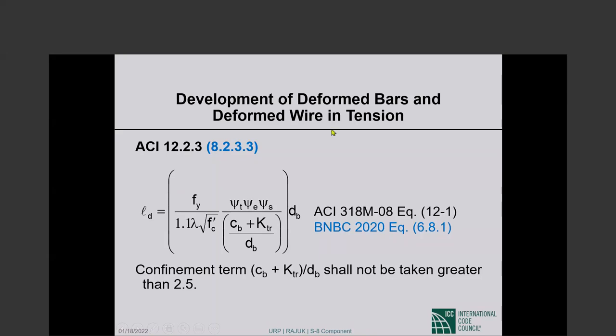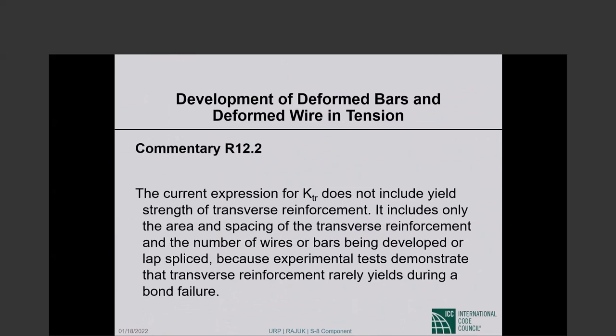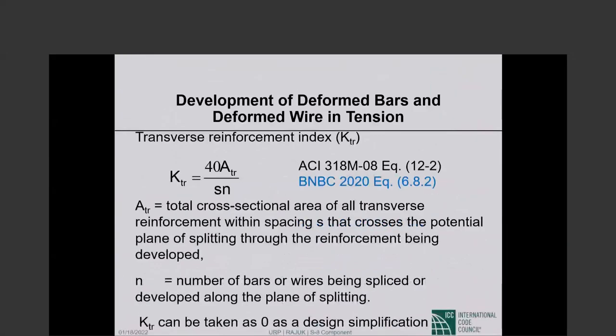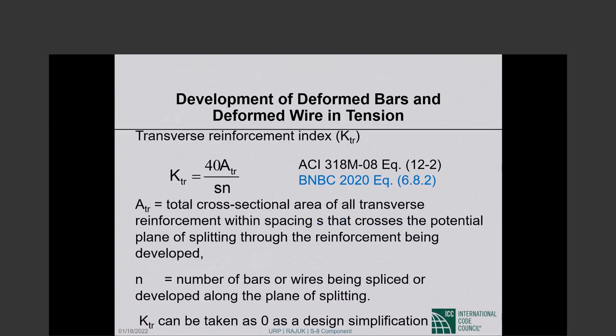The confinement term, c sub b plus K sub tr, divided by d sub b, this whole thing shall not be taken any greater than 2.5. So when you calculate it, if it comes out larger than 2.5, you will take it equal to 2.5. The current expression, this is commentary for K sub tr, does not include yield strength of transverse reinforcement. I'll let you read the rest of it because of time constraints. I think it is understandable upon reading why the yield strength of transverse reinforcement is not included.